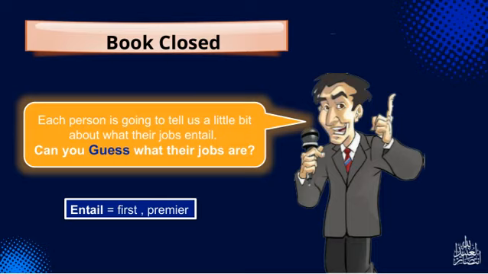Here, we see the phrase "book closed," which signals that we're shifting gears a bit. When I see entail, I think of what something involves, kind of like the core responsibilities or the essence of a role. What's really interesting is that each person here is about to share a little bit about what their jobs entail. It's a great way for us to get a clearer picture of the different roles within this organization.